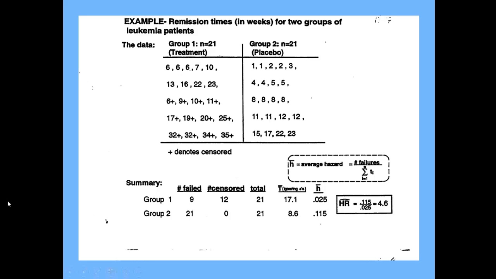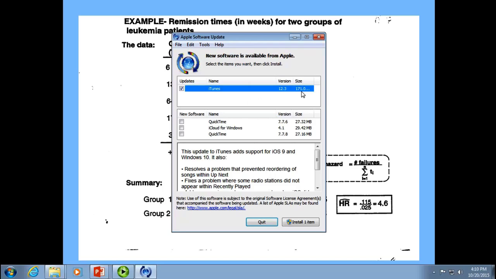So as you can see, in the group that got the treatment, some people weren't censored. They failed. They went out of remission, and a whole bunch of them were censored. But in the group that got the placebo, everyone eventually failed. That means everyone in group 2 went out of remission.